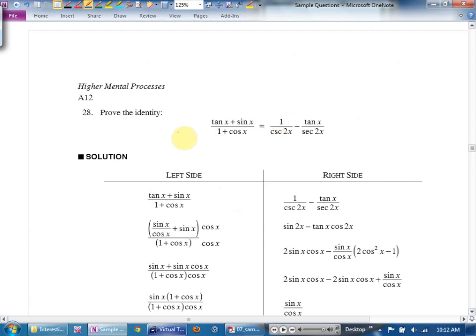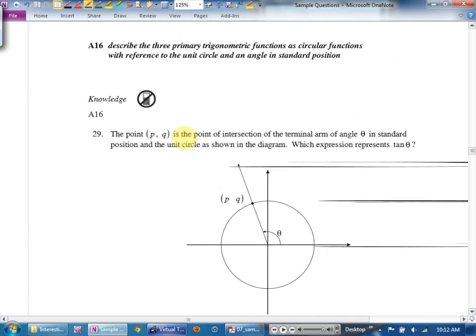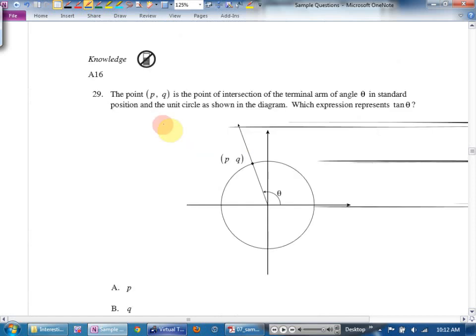Remembering x, y, and r, so the point P, comma, Q, which expression represents tangent of theta? Tangent is what over what in terms of the graph, in terms of x, y, and r. It's y over x. What's your y coordinate here? What's your x coordinate here? There you go.